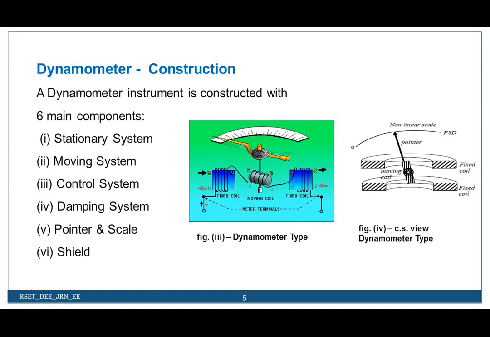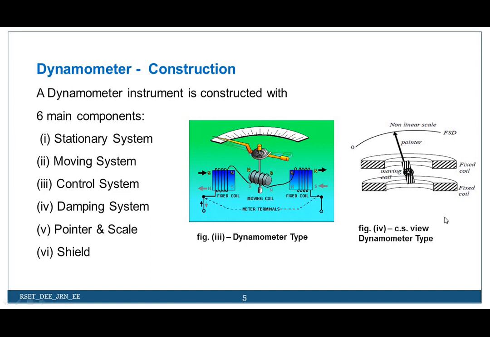Now, essentially it consists of 6 main components. The stationary system is provided by the fixed coil. You can see the diagram over here. The stationary system is composed of 2 fixed coils, and the moving system is provided by a moving coil which is provided on a spindle. The control system, you can see, is attached to the moving coil. You can see the spring attached to the spindle. Now, the damping system: air friction damping is made use of, and you can see the pointer and scale over here, and it has to be shielded. So, these are the 6 main components of the dynamometer type moving coil instrument.